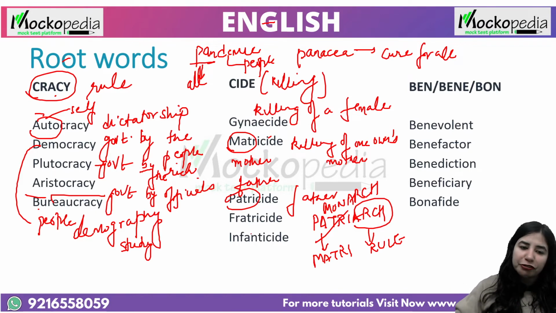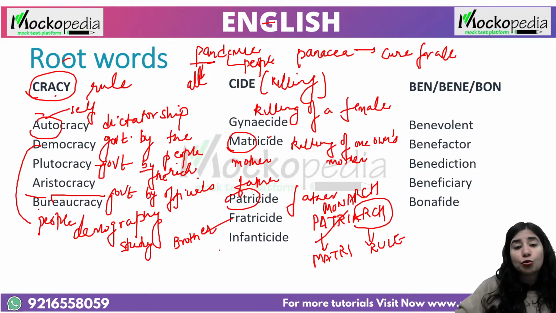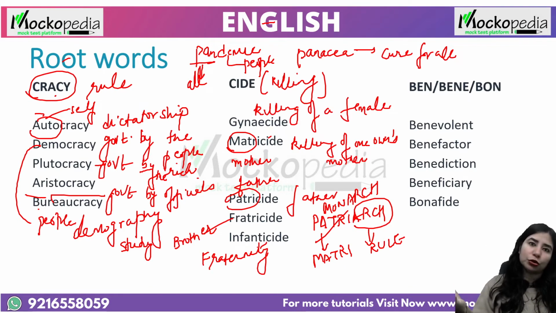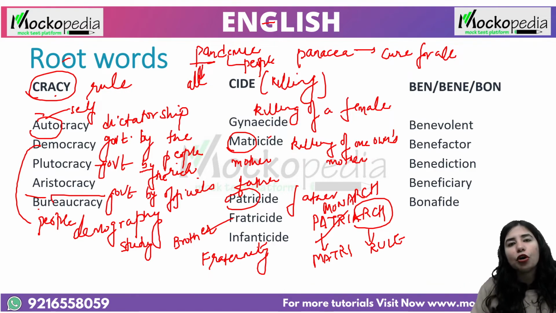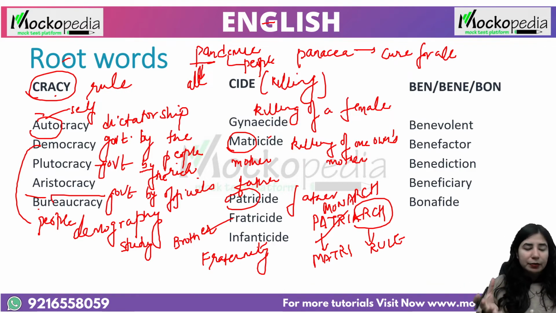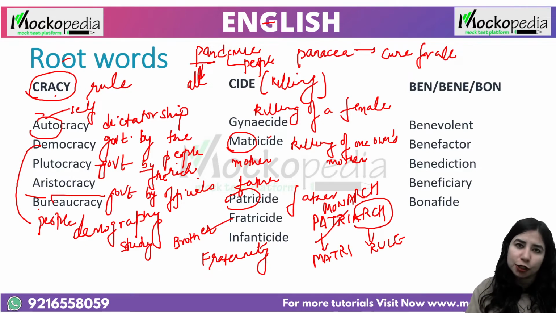Come to the next word, phratry. Phratry stands for brother, right? So fratricide is killing of one's own brother. You must have heard of this word, fraternity. Fraternity is brotherhood, right? It comes from the word root phratry. Okay. Infant is a newborn child. So infanticide is killing of a newborn child. Then there can be this term feticide. What is feticide? Killing of an unborn child. In the fetus, in the womb, we are killing the child.